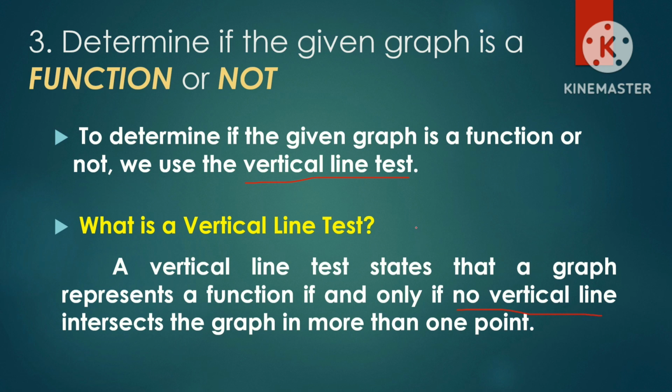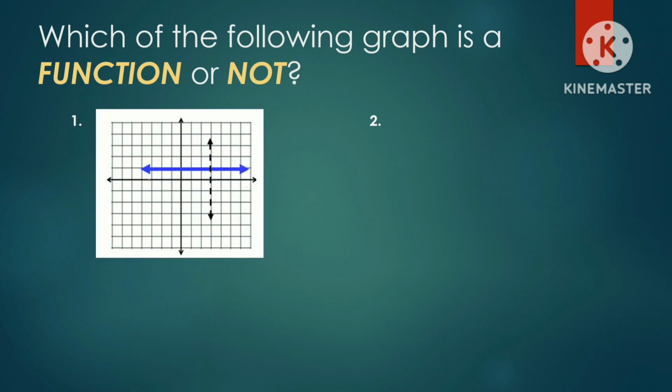Okay? So, ano ibig sabihin? Very simple lang. Kapag given yung graph at kapag tinanong kayo kung function siya or hindi, draw lang kayo ng vertical line. Kapag nag-intersect siya sa graph at one point only, then that is a function. Pero kapag more than one point, then that is not a function. So, let's practice. Okay. So, we have here number 1. This is the graph. Yung blue na line dito. Then, if we are going to use the vertical line test, we are going to draw a vertical line here. For example, ito.